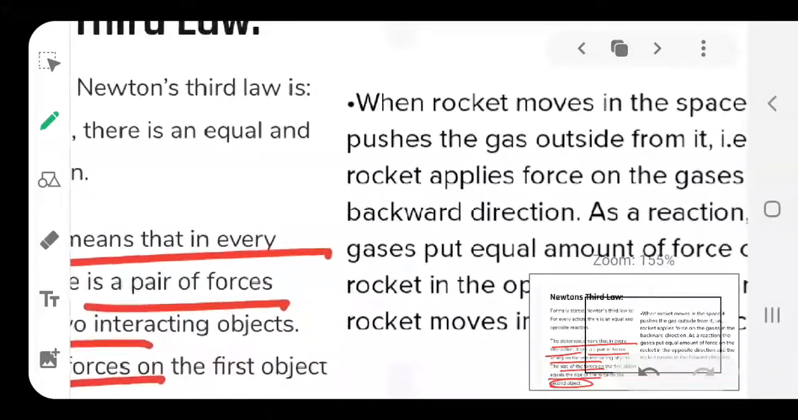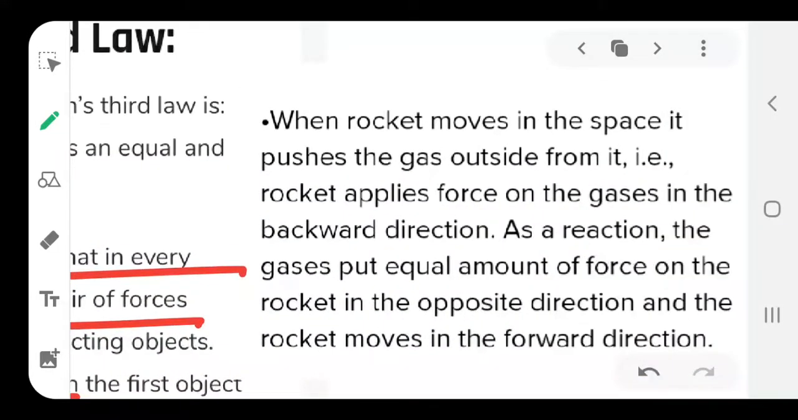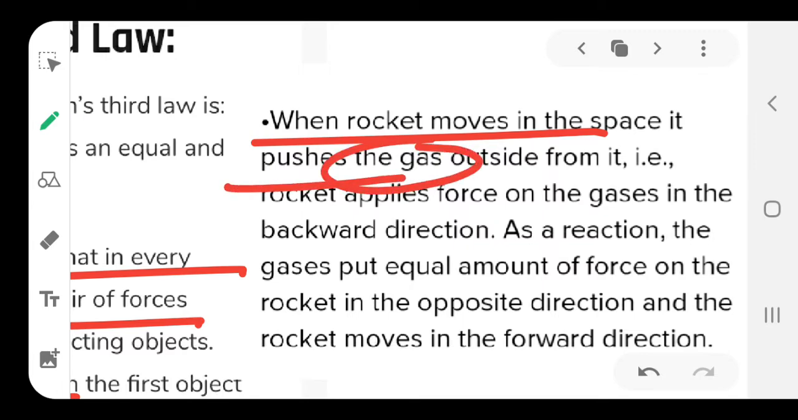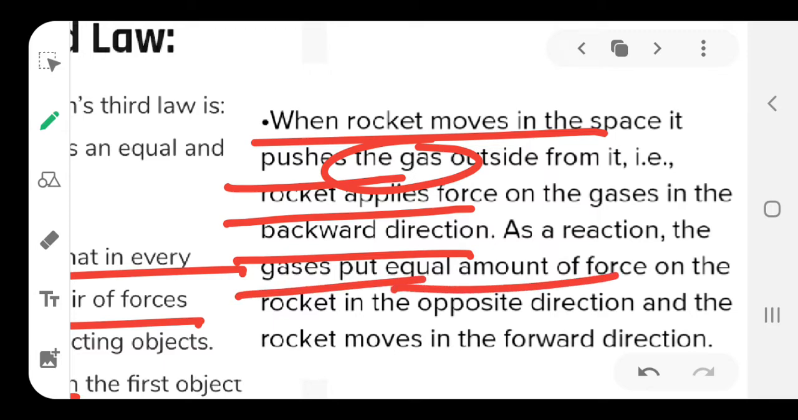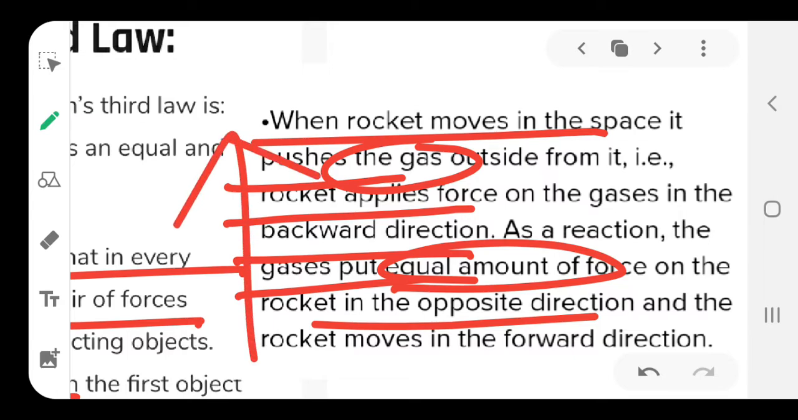Now here is the first application of Newton's third law: when a rocket moves in space, it pushes the gas outside from it, and the rocket applies the force on the gases in the backward direction. And what happens to the reaction? The gases push with an equal amount of force, make sure, in the opposite direction, and as a result the rocket shoots up.